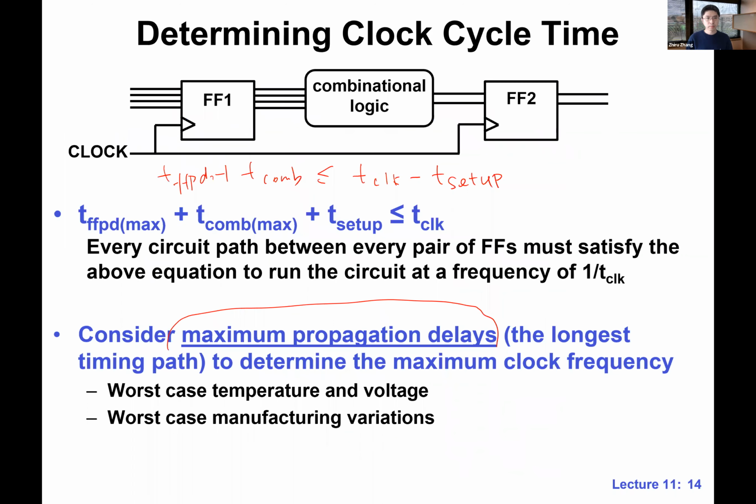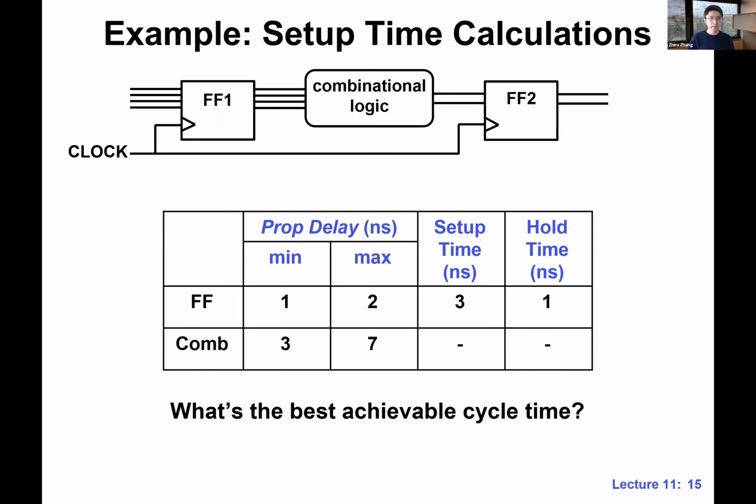All right, good question. Okay, so let's quickly do an exercise. Also I'll give you guys a quiz right after this, so make sure that you guys ask questions. Here's the setup. We have two flip-flops and some parameters. I give you the minimum and maximum combinational delays for both the flip-flop and the combinational logic, also setup time and hold time. So just tell me what is the best achievable cycle time. You guys do some quick calculation.